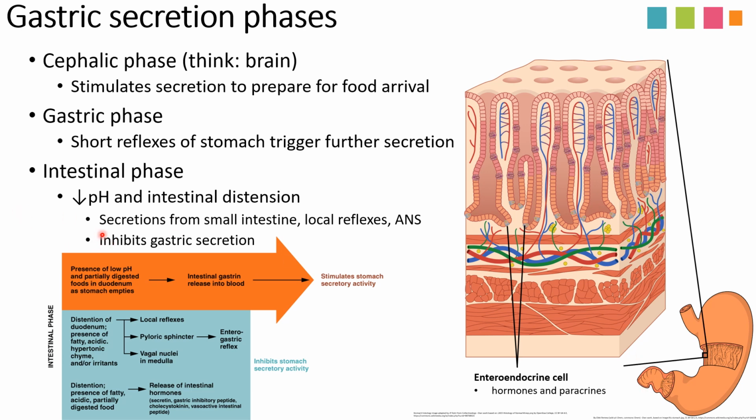And so this is going to then trigger secretions from the small intestine, which is going to start breaking down the food further and absorbing it, but also local reflexes in the intestines and also through the autonomic nervous system. And it's going to inhibit gastric secretion because the stuff is mixed up and ready to start being digested. And here you can see the different things that are triggering this activity.